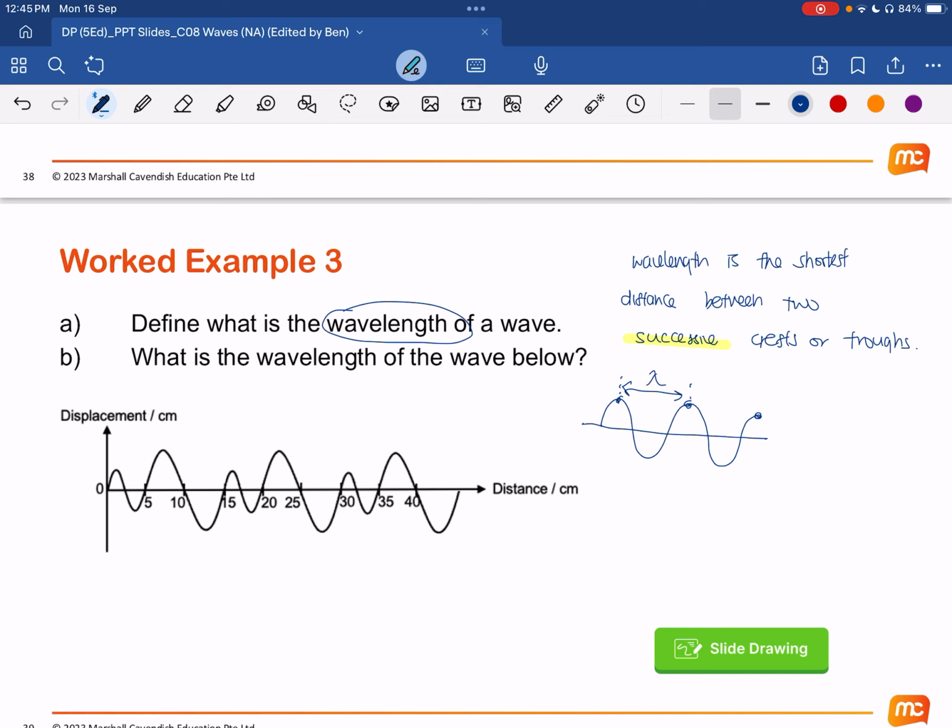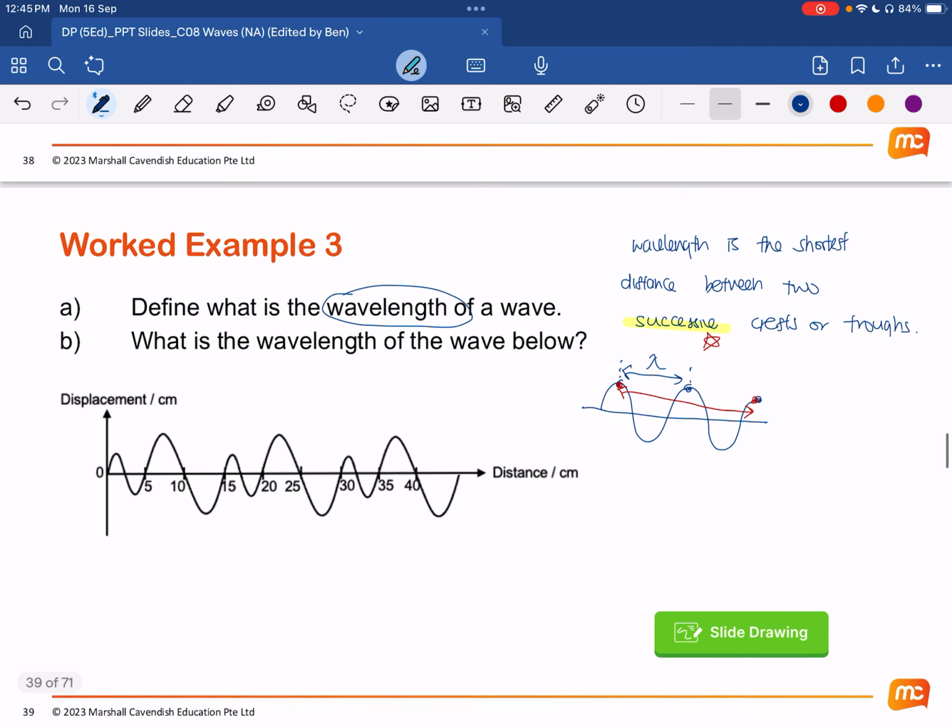If you are just saying between two crests, it could be any random crest. So it could be this crest and this crest. Now in this case, this is not the wavelength. This is 2 lambda, 2 wavelengths. So the word successive is very important to define which crest that we should take note of.